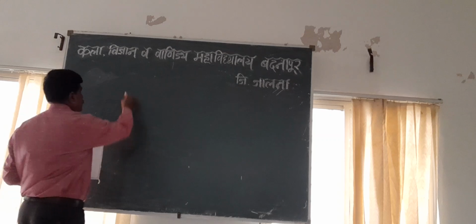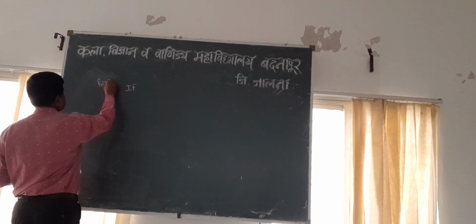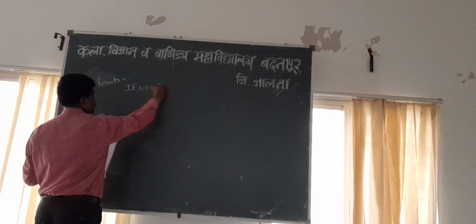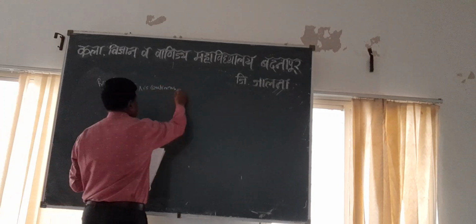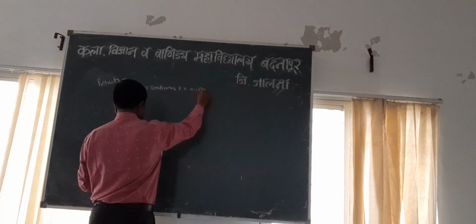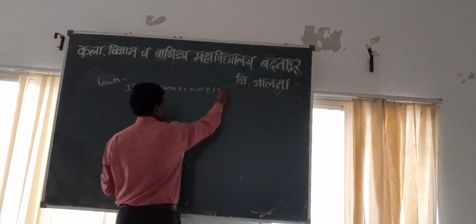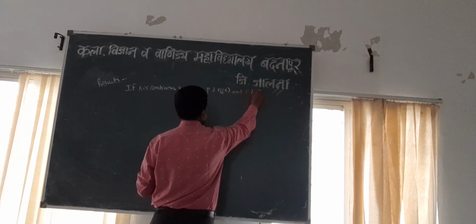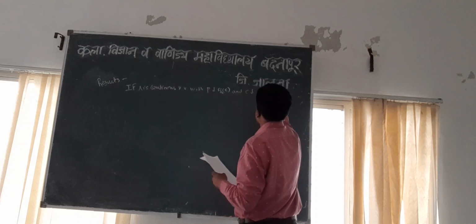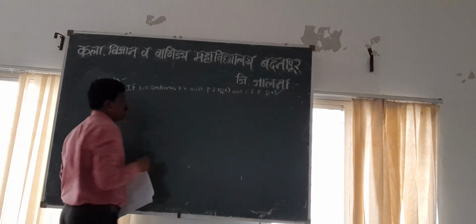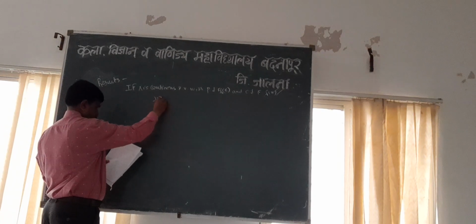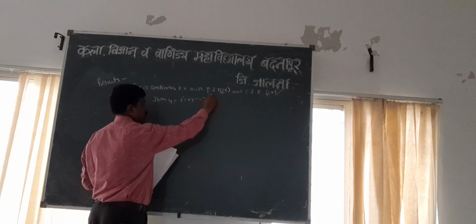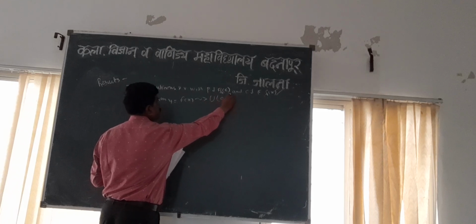Next property, that is result third. If X is a continuous random variable with probability density function f of x and CDF F of x, then y equal to F of x follows the continuous uniform distribution with interval 0 to 1.